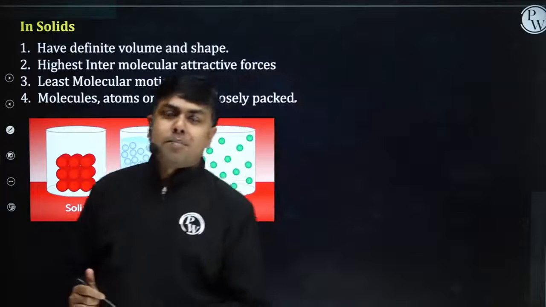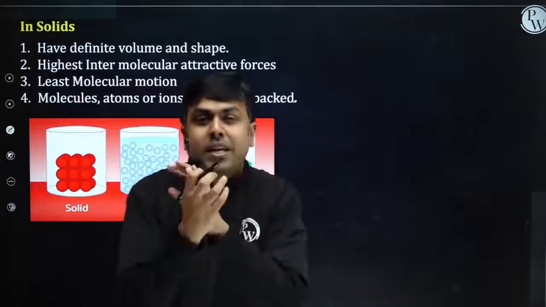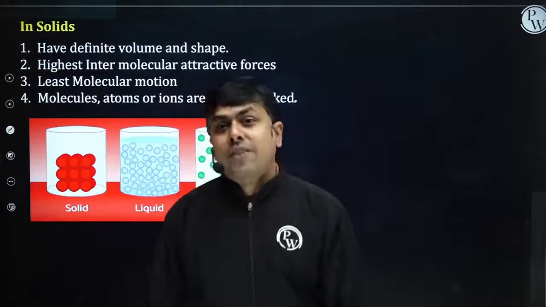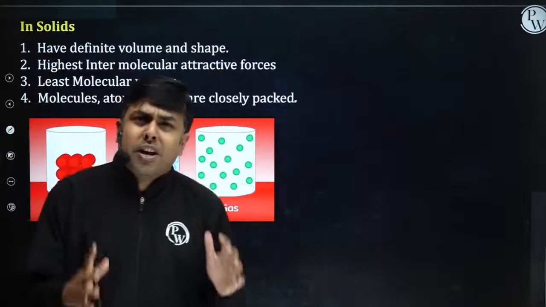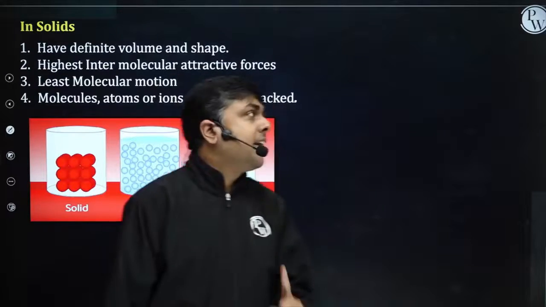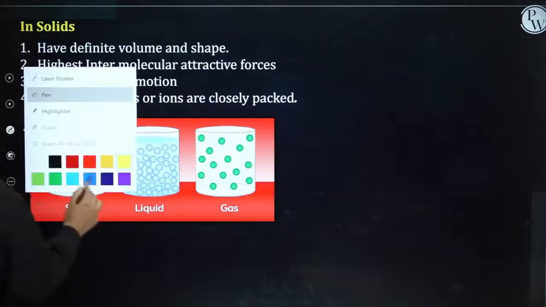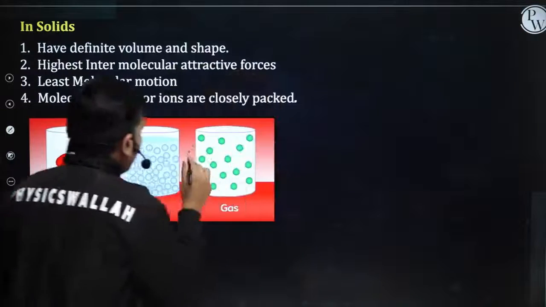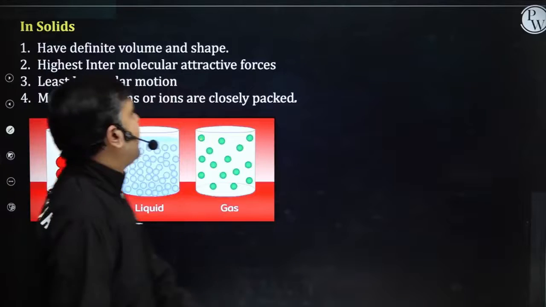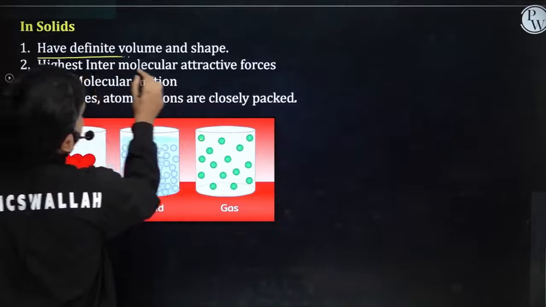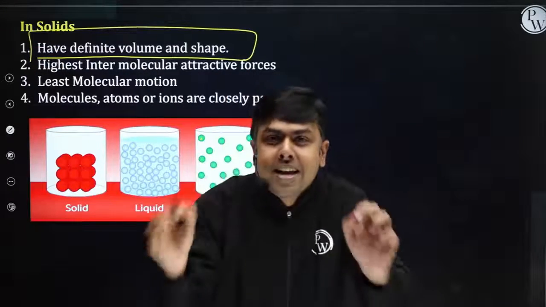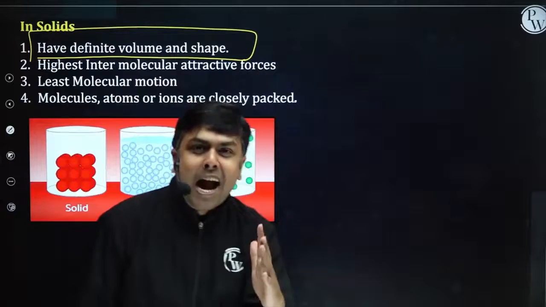If I talk about the properties of solid, the first property is, in case of solid state, the intermolecular force of attraction between the molecules is very high. And if the intermolecular force of attraction is high, in that case, what will happen? The molecular motion, the randomness of the molecules will be less. And if the randomness of the molecules is less, can I say it will have a definite volume and a definite shape. And the reason is high intermolecular force of attraction.